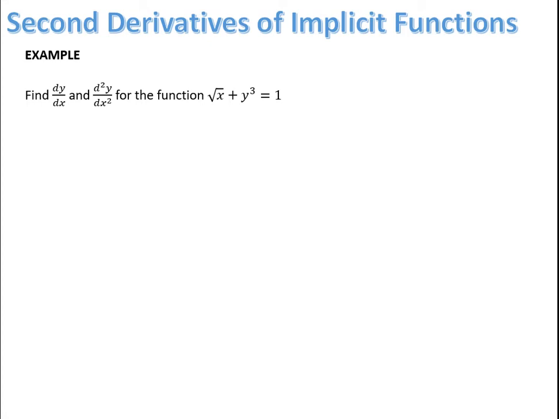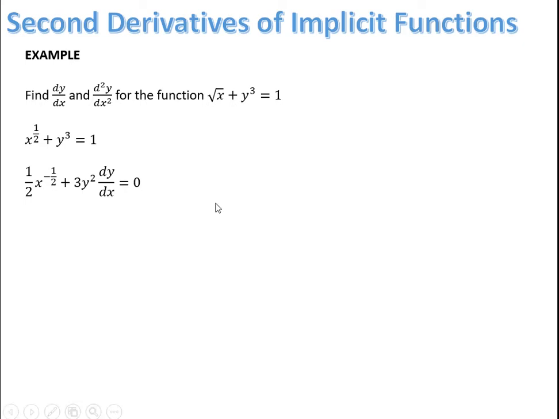So, a simple question: find dy by dx and d squared y by dx squared for the function root x plus y cubed equals 1. The first thing to do is put it in differentiable form. The first derivative should take care of itself. By now we should be at the point where we can see where this is going.